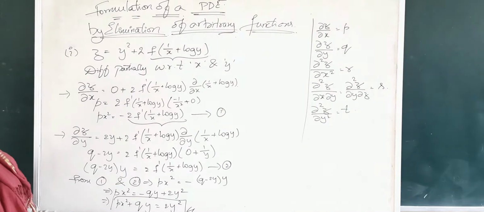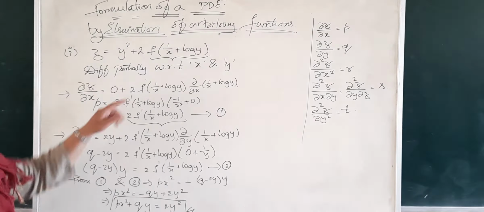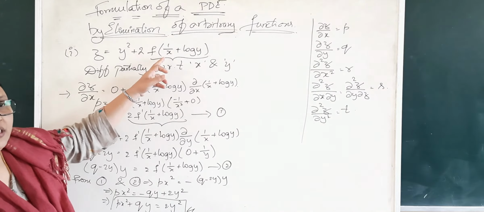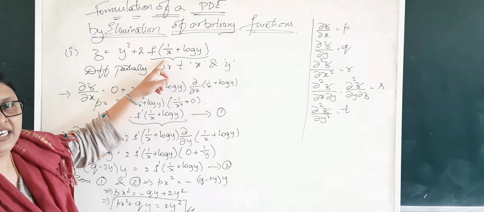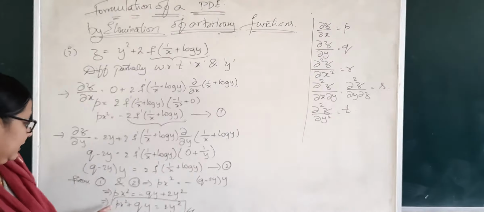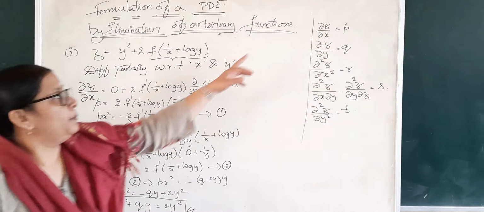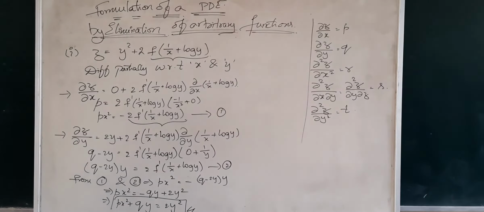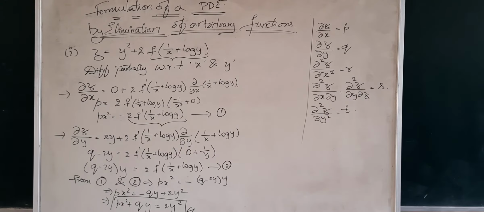Why do you consider this as a PDE? The reason is the arbitrary function is no more there. The arbitrary function is eliminated, and then we have the terms in terms of the partial derivatives of z with respect to x and y. Understood? So, like this, we can frame the PDE by eliminating the arbitrary functions.